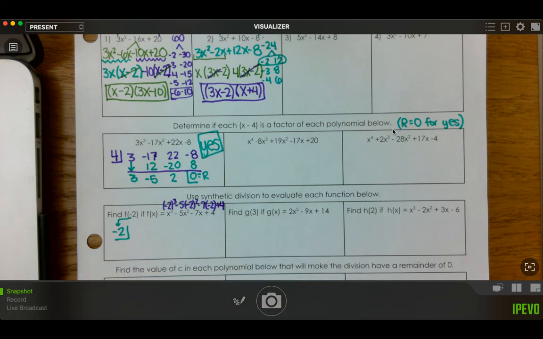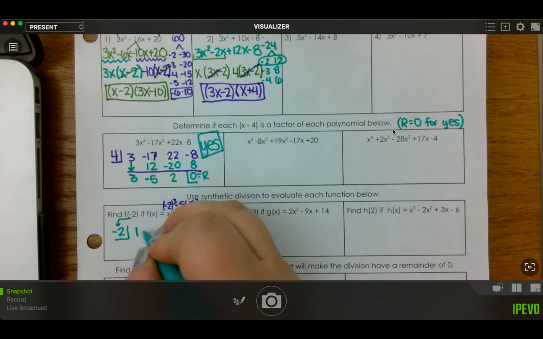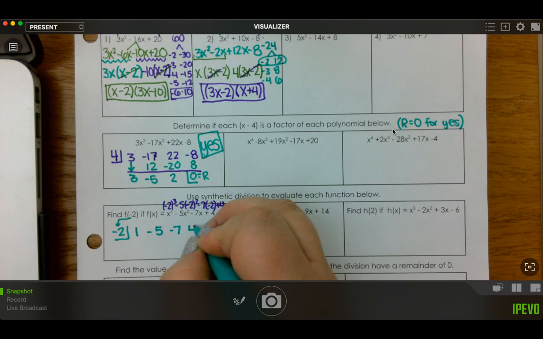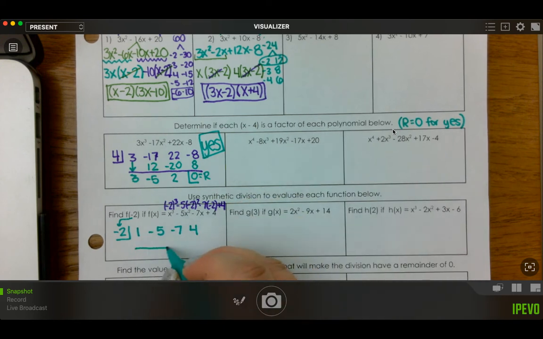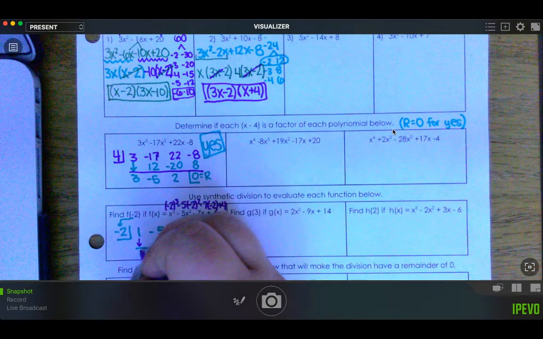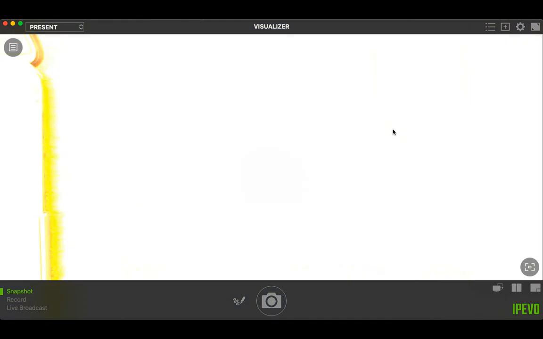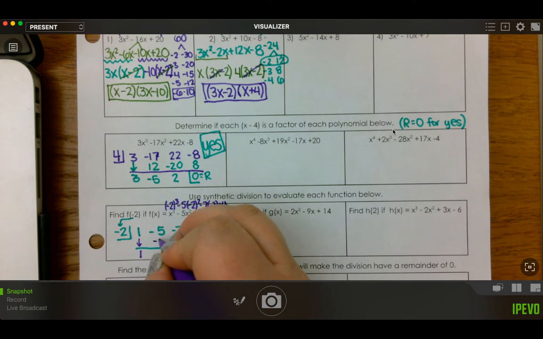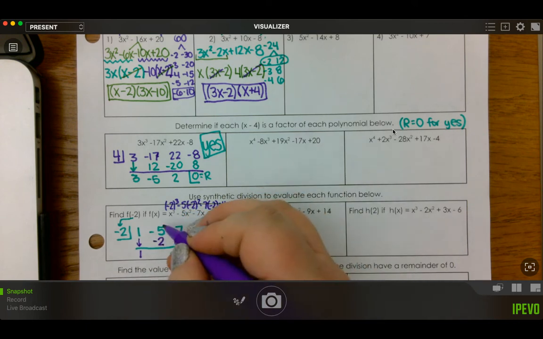So remember, after you put your number in the box, put your coefficients. 1, -5, -7, 4. And I didn't leave you a whole lot of space for synthetic division on purpose. It doesn't take a whole lot of room. Drop this first number down, and then multiply it by the -2. That's -2. Add these together.